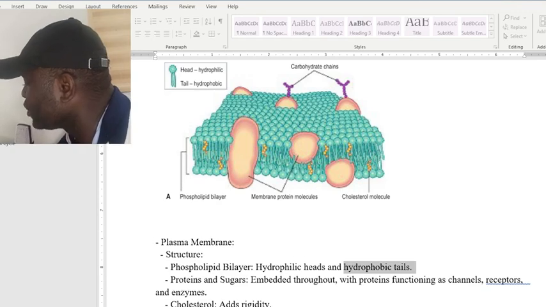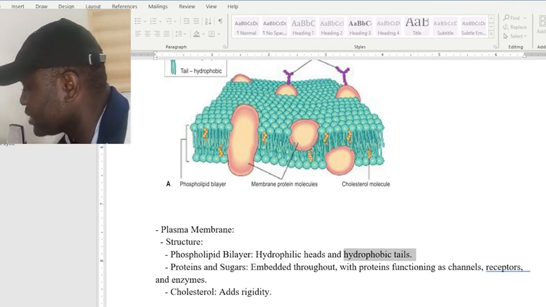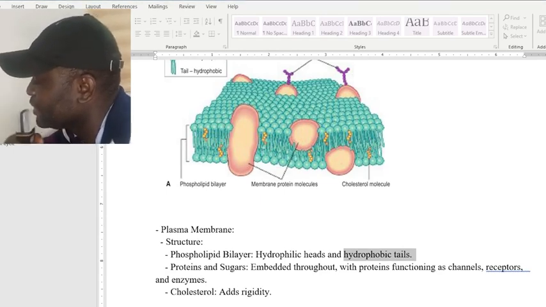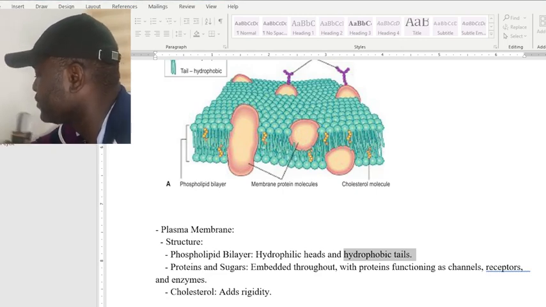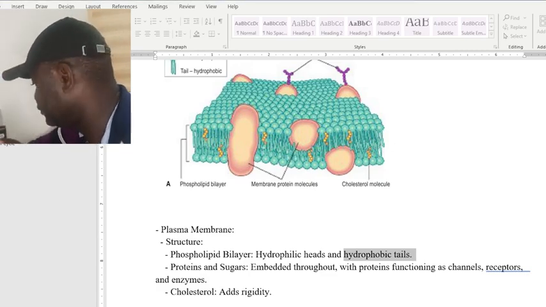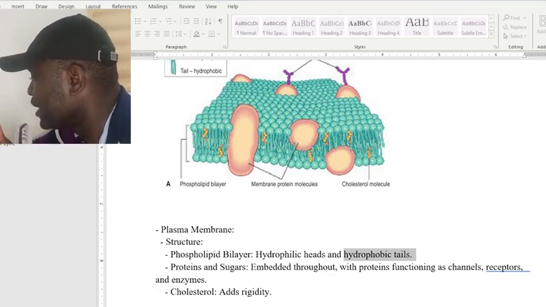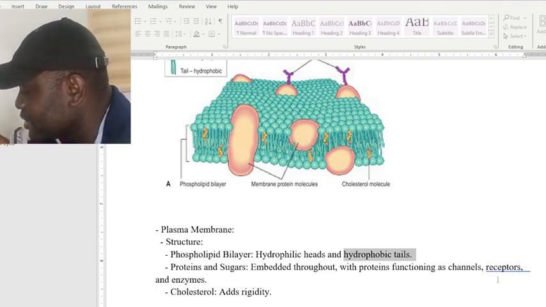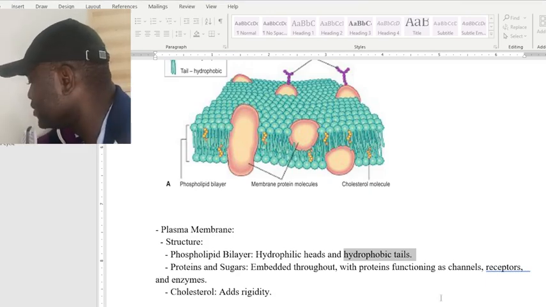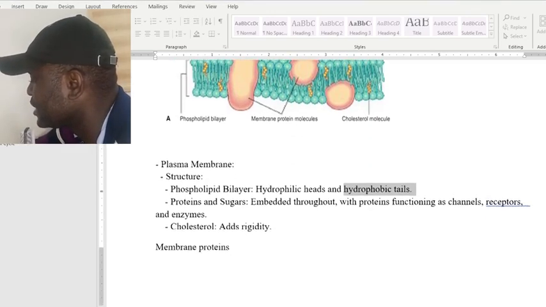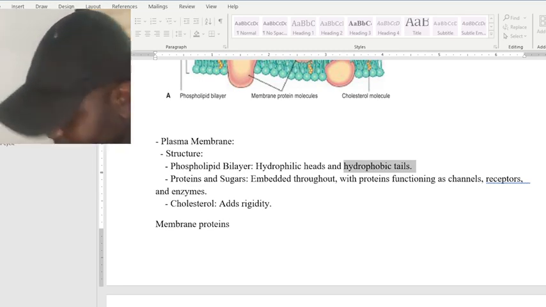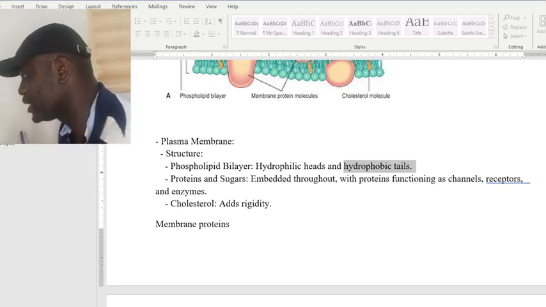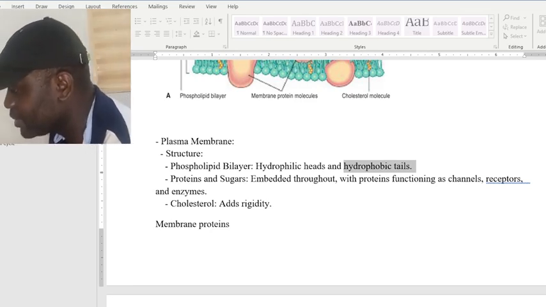Then in this phospholipid bilayer, we have proteins and sugars embedded, and these proteins and sugars function as channels, receptors, and enzymes. Then we also have cholesterol, and this cholesterol adds rigidity to the plasma membrane. So we have said that the plasma membrane is made up of the phospholipid bilayer, with proteins and sugars embedded in it. Worthy of note is also that the cholesterol makes the plasma membrane rigid.